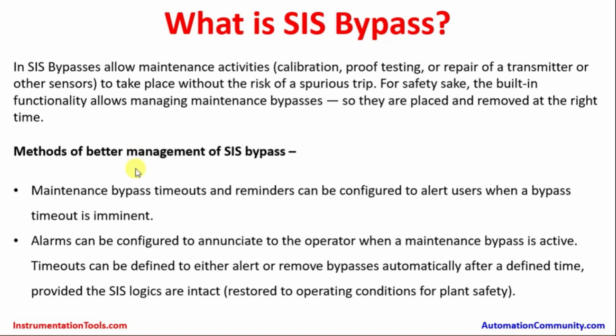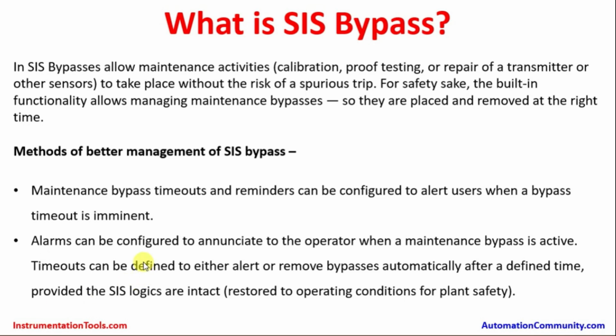So, methods of better management of SIS bypass. Maintenance bypass timeouts and reminders can be configured to alert when a bypass timeout is imminent. Again, as we know, the bypass needs to be kept for a shorter duration, maybe for example 4 hours or 8 hours. It has to be completed within a particular shift. As far as possible, it should not extend to the next shift.